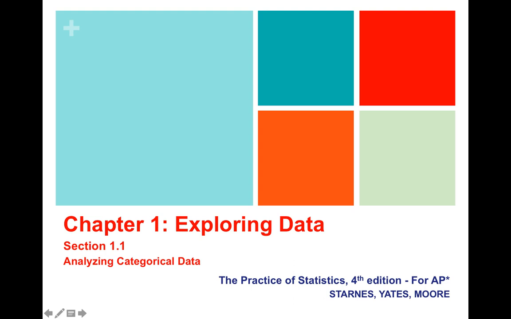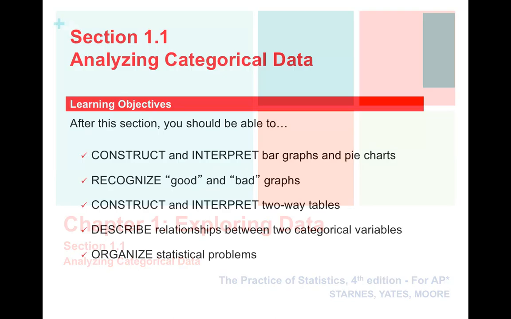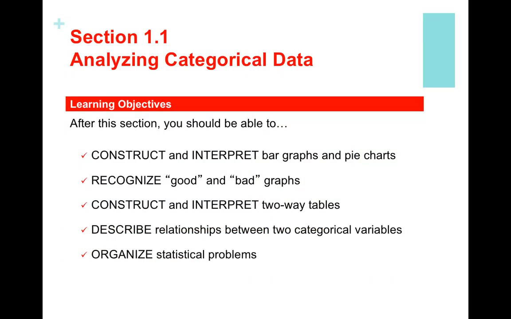Hi, so today we are going to start chapter one, and chapter one is all about analyzing different types of data. Specifically, in the first couple of days, we're going to focus on analyzing categorical variables, and we'll talk about that distinction in just a minute here. In section 1.1, which we'll take a look at today and tomorrow, you'll be able to identify different types of variables and then also be able to graph categorical variables using a few different methods.